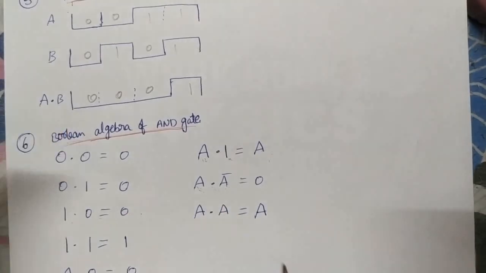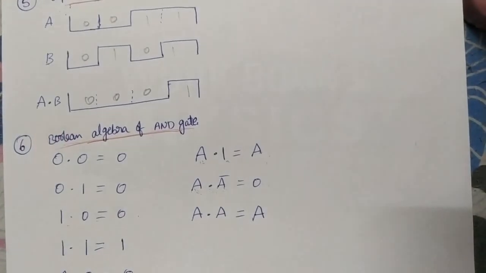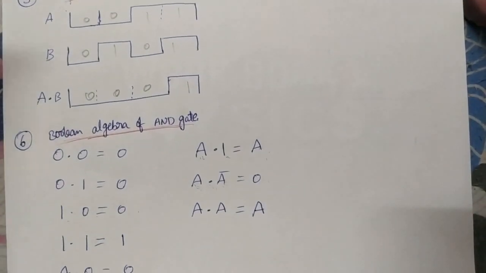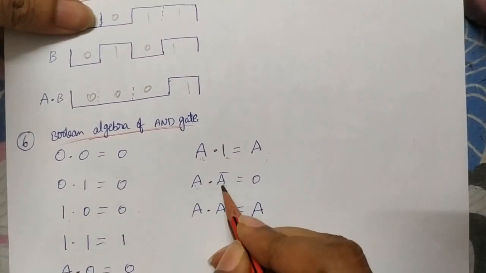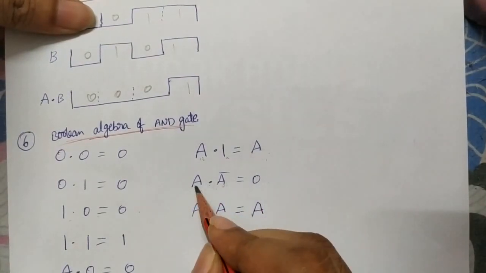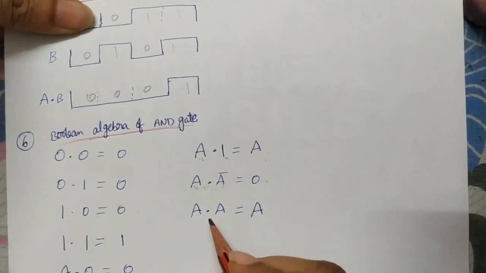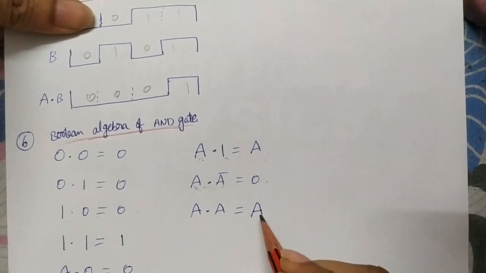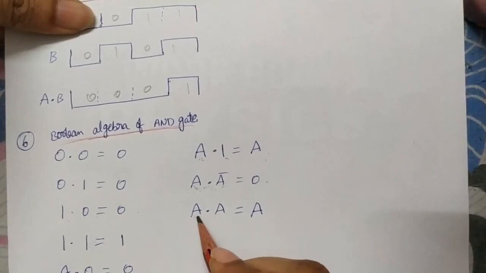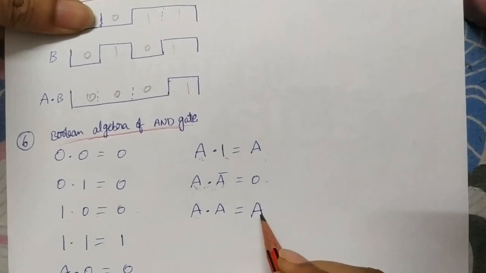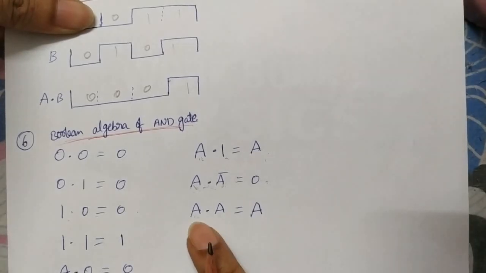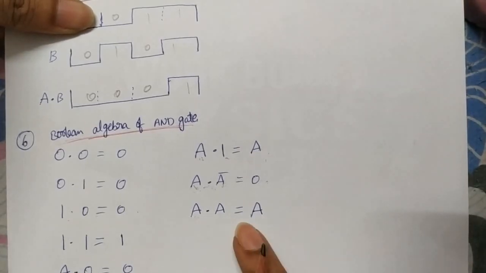What does dot mean? If any one is 0, you get output 0. If A is 1, A bar must be 0, then you get 0. If A is 0, then definitely you get 0 because with dot, if any one is 0, the output is 0. And A dot A. If A is 0, 0 dot 0, you get 0. If A is 1, 1 dot 1 is 1. So you get A only. Whatever the A value is, that only we get. So that's why A dot A is A.